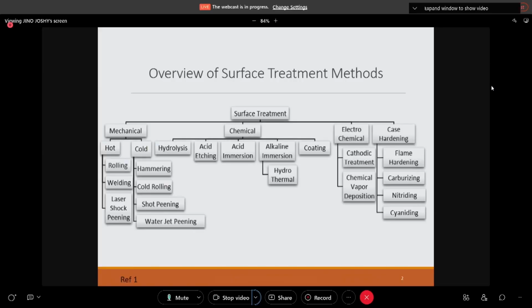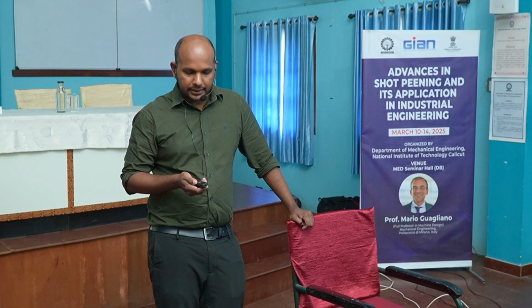surface engineering techniques. In this mechanical surface engineering technique, shot peening is actually done at room temperature. So we can consider it a cold working operation. Even though, multiple derivatives or subdivisions of the shot peening process are available, that we will be discussing in the coming slides.